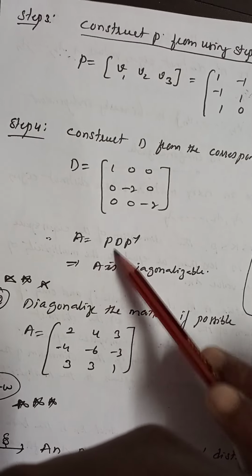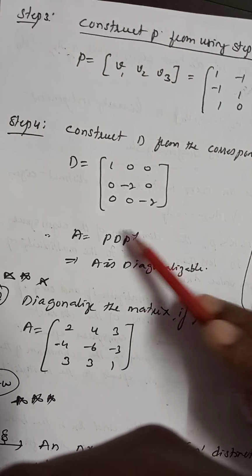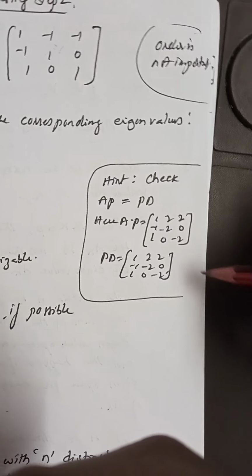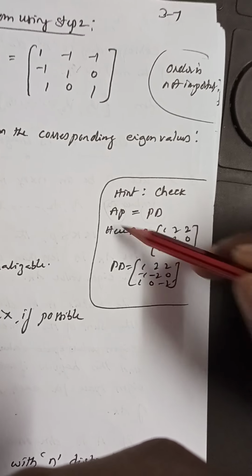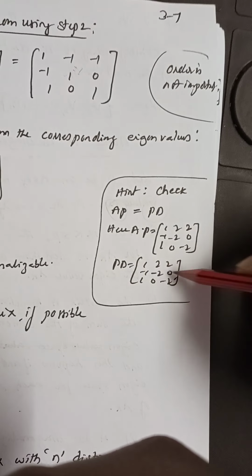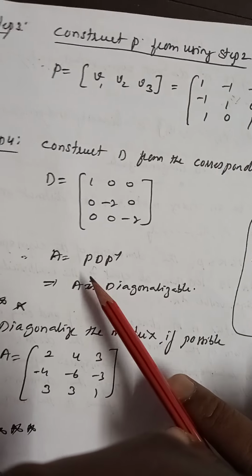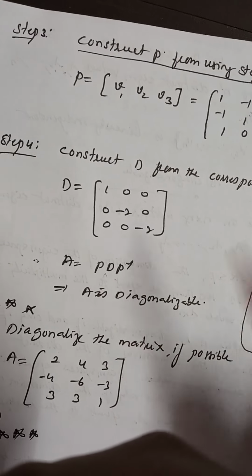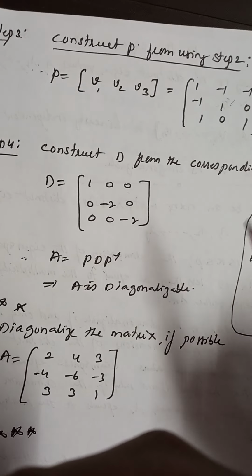Therefore A is equal to P into D into P inverse. Right. No need to multiply all these 3 matrices. If you want to cross check, the hint is to find AP and PD. If you multiply AP and PD, both are equal. See, PD is equal to this matrix and AP is equal to this matrix. That means A is equal to P into D into P inverse. No need to find P inverse for 3 by 3 matrices. Right? Simply you can use this step.